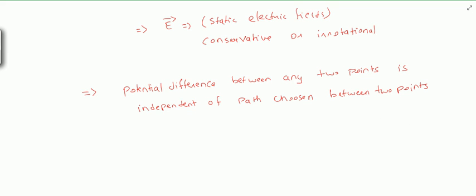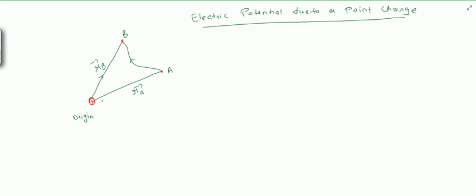Now let us see the electric potential due to a point charge. So let us consider a positive charge placed at the origin, and here is my test charge. I am moving this test charge from A to B. So this charge which is present at the origin will have an electric field which is radially outwards. So what will be the electric potential due to this point charge?